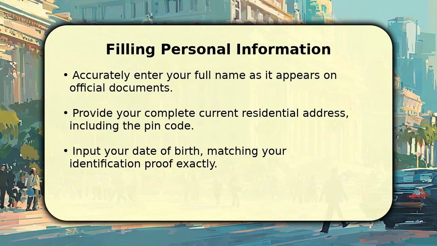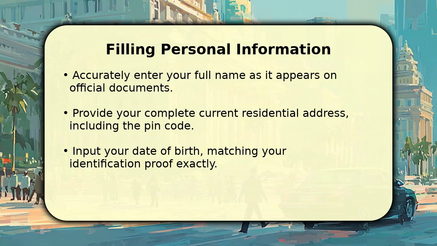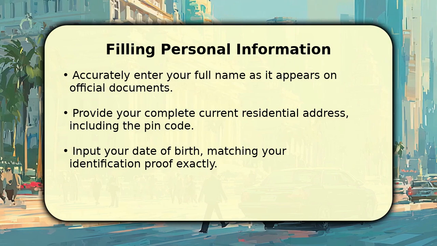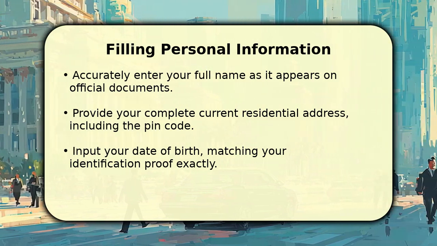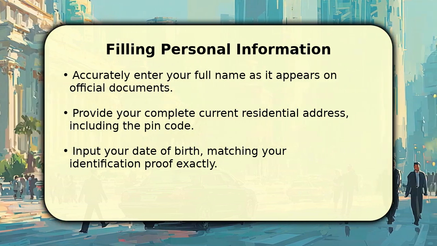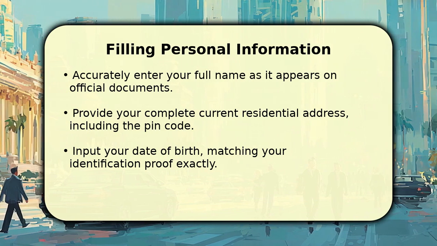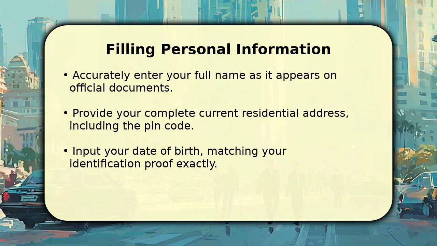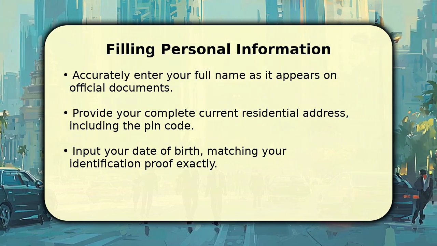The first section requires your personal details. Ensure they match your identification perfectly. Write your full name, father's name, and complete current address, including the 6-digit PIN code. Your date of birth must correspond exactly with your official documents. Providing an accurate contact number and email address is vital for any future communication regarding your application, so please double-check these details carefully before proceeding.